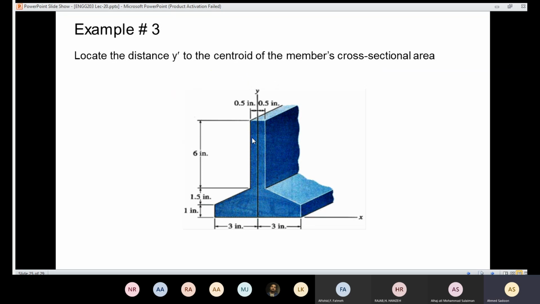symmetry about one axis, that means the distance in y is going to be 0. Since I have symmetry here, the distance in x here is going to be 0. So the centroid is going to be located at the y-axis. So x is going to be 0. Then the value of y is going to be located here.